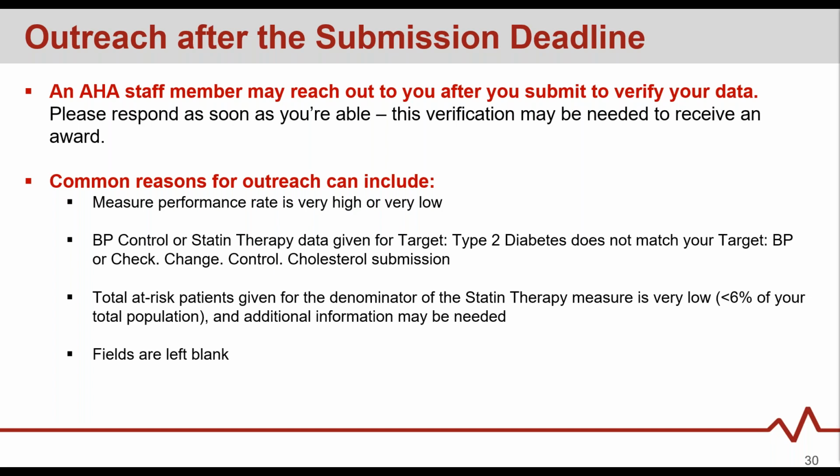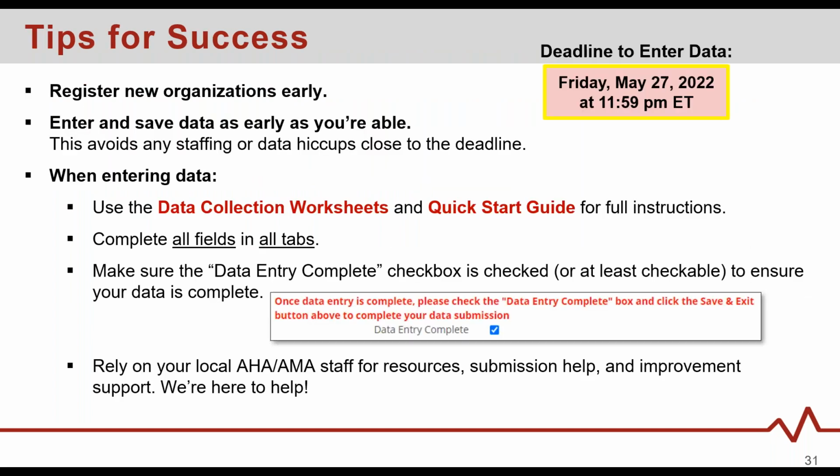There are a few reasons this could happen. One is that the fields are left blank or that your measured performance rate was really high or really low, or perhaps the numbers given in target BP or check change control cholesterol don't match the numbers for target type 2 diabetes. The main thing is that we don't want a technical glitch or forgotten field to block you from being recognized.